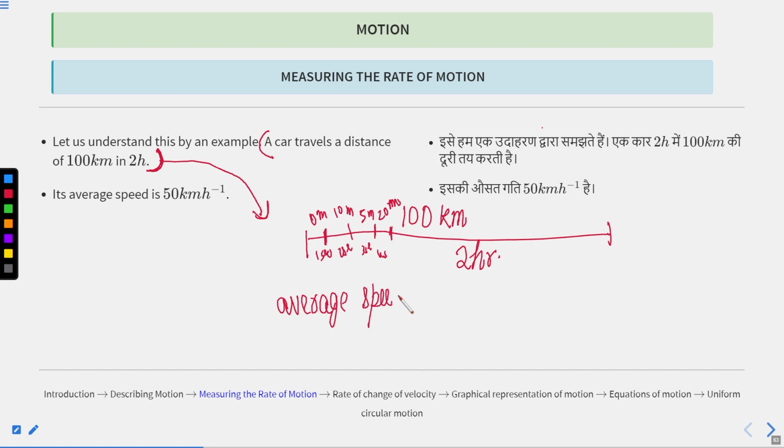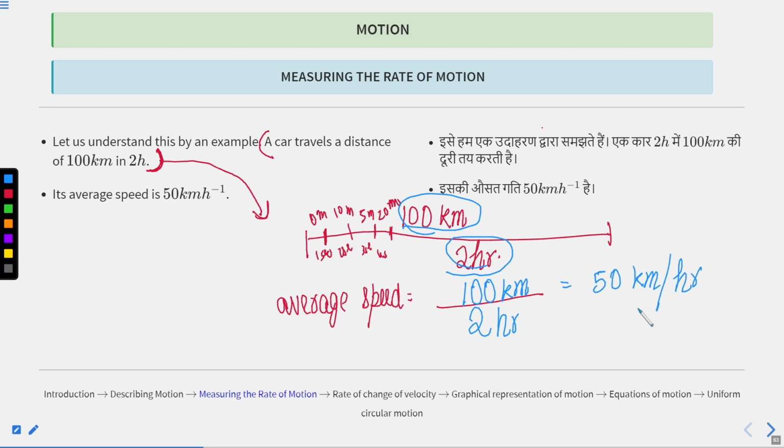What will be the average speed? Total distance divided by total time taken. And what is the total distance? The total distance is 100 kilometers. The total time taken is 2 hours. The final answer is 50 kilometers per hour.